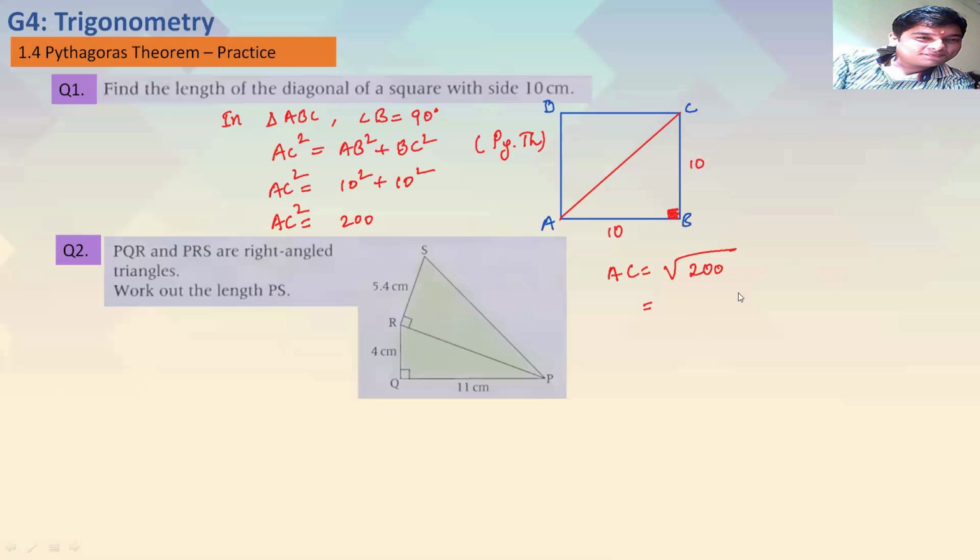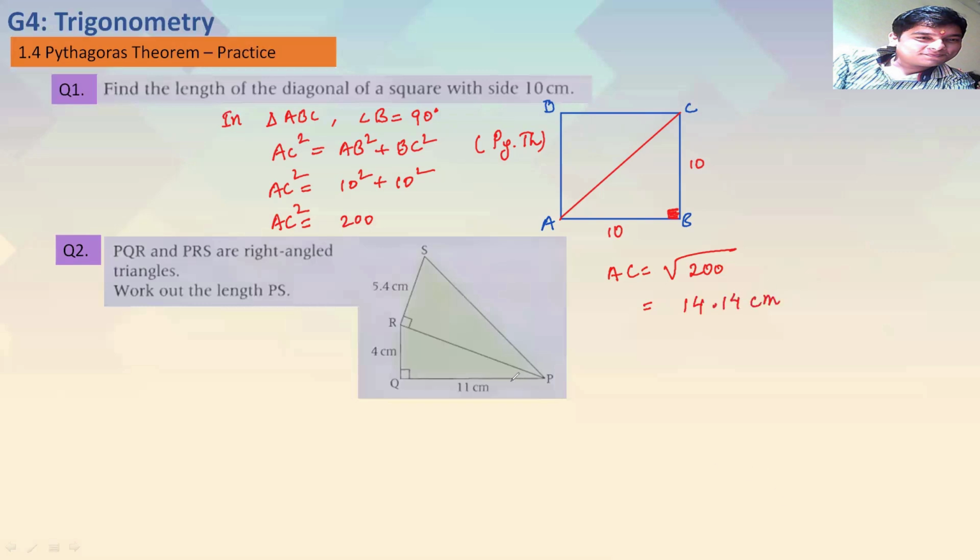Square root of 200 is 14.14213562. Two decimal places will be 14.14. Okay, fantastic. That's that. 14.14 is the length of the diagonal.